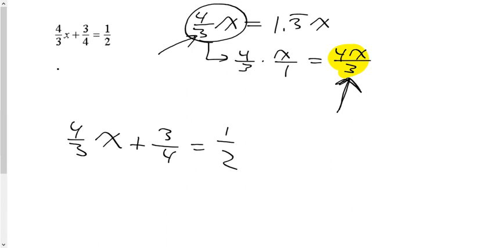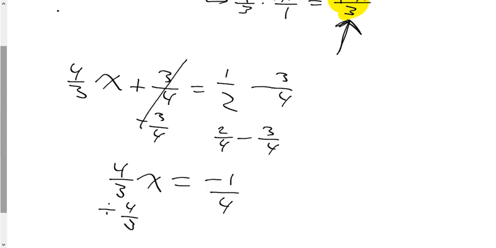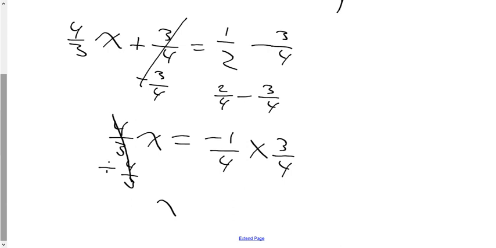So, okay, first step, subtract 3/4. Then you get 4/3 x, or 4x over 3, depending on what you're doing. Common denominator. 2 take away 3 is going to be a negative 1/4. And now, to get rid of a multiplier, I'm going to divide by 4/3. Dividing by 4/3 is the same thing as multiplying by the reciprocal, or 3 over 4. So x will equal negative 3/16.